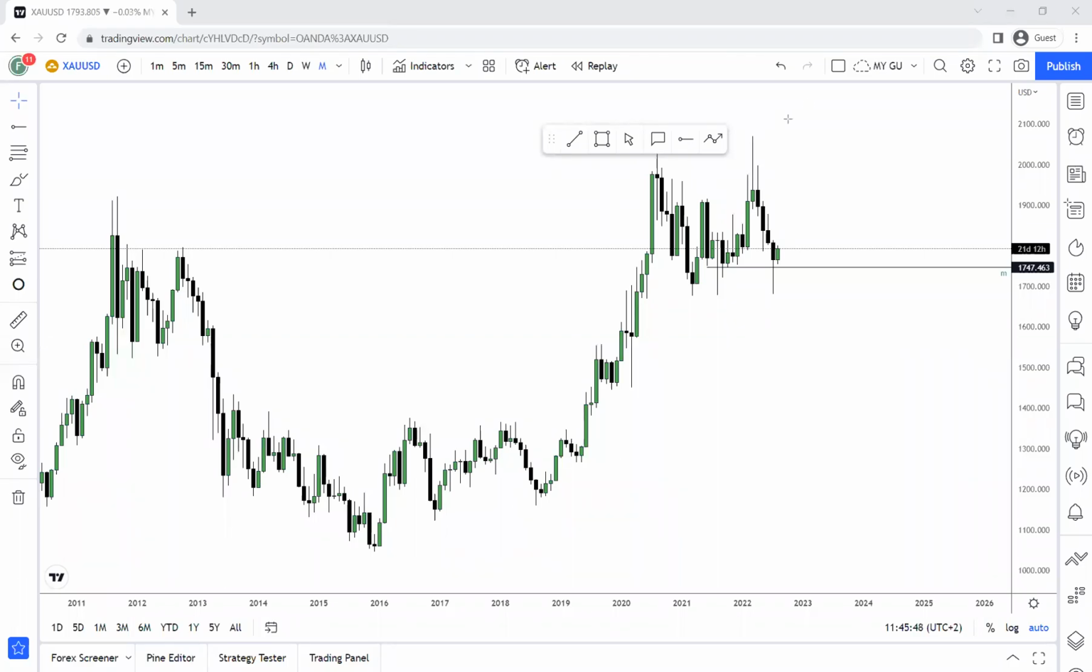All right, we are going to discuss how to draw support and resistance on the chart. The last time we talked about drawing support and resistance, but on a whiteboard. So now we're going to put that information on the chart.